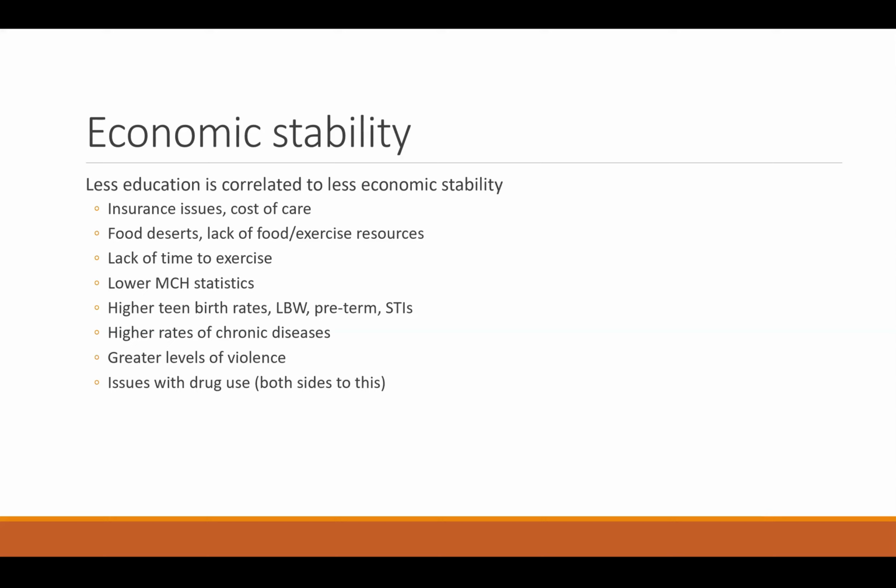We know that economically unstable communities have lower maternal child health statistics, which is a major element that people use to determine the overall health of a community.